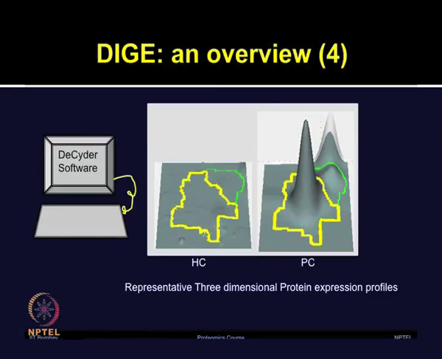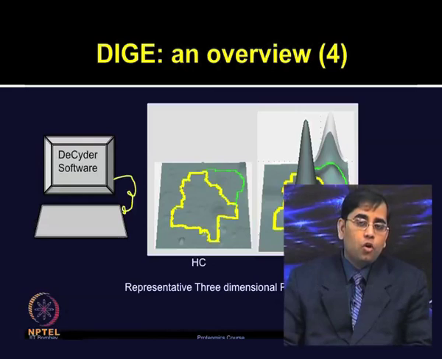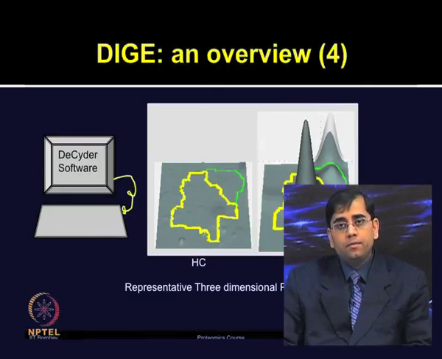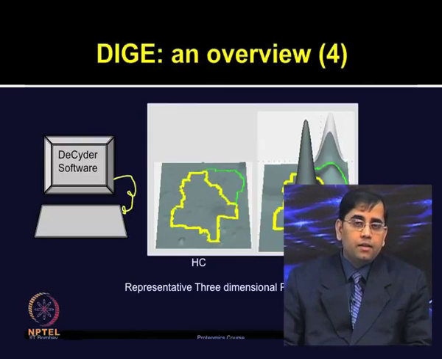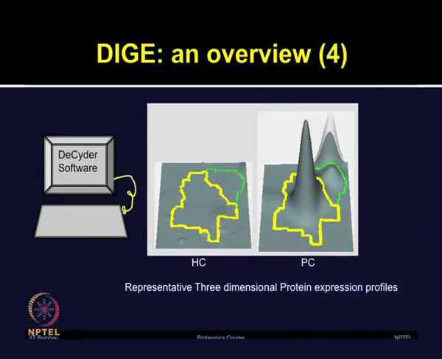So, once you have run these gels, from the same gel the images can be obtained, 3 images of your control and the treatment, and these can be analyzed with different software such as DeCyder software, and then by looking at 3-dimensional views and the statistical data, these proteins can be considered as interesting for further investigations.